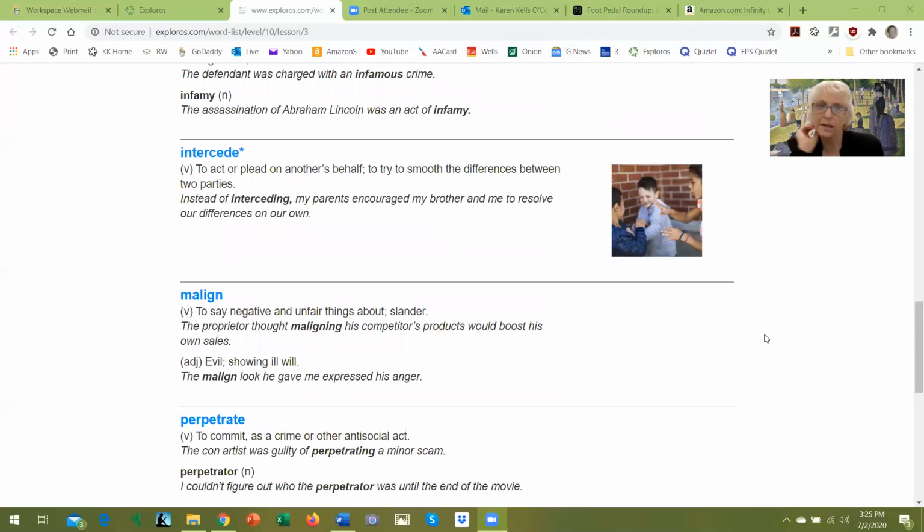Malign is a verb, and it means to say negative and unfair things about, to slander. The proprietor thought maligning his competitors' products would boost his own sales, so saying bad things about them. An adjective, evil, showing ill will. The malign look he gave me expressed his anger. So malign is describing the noun look, the malign look, the evil look.